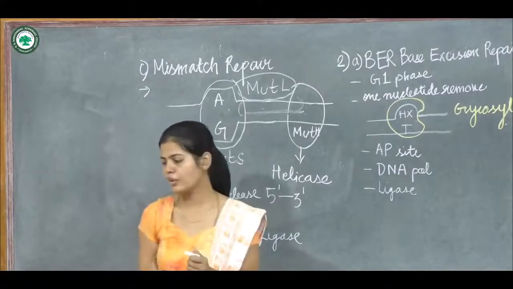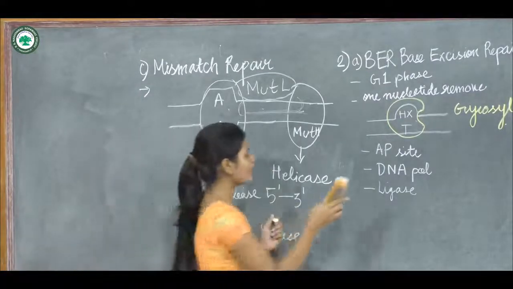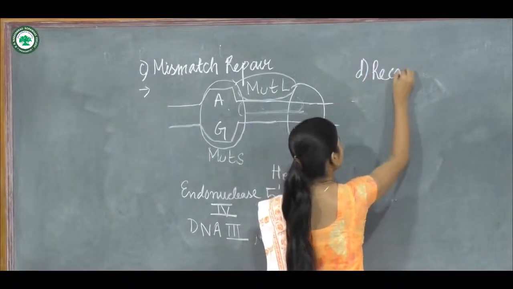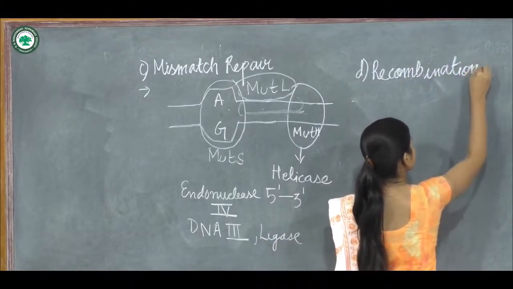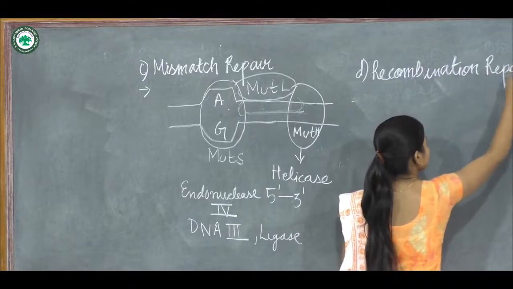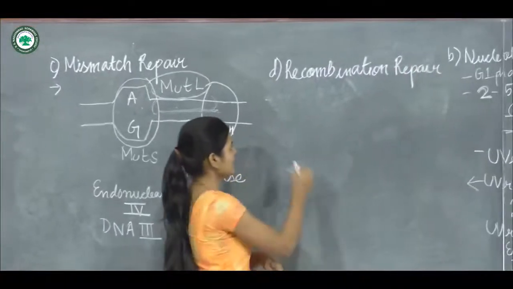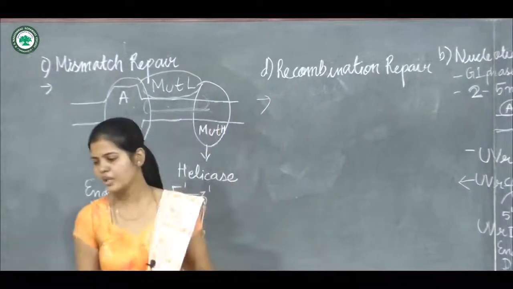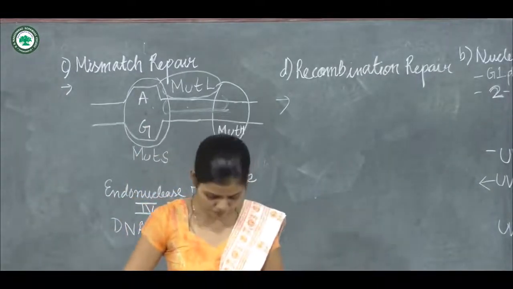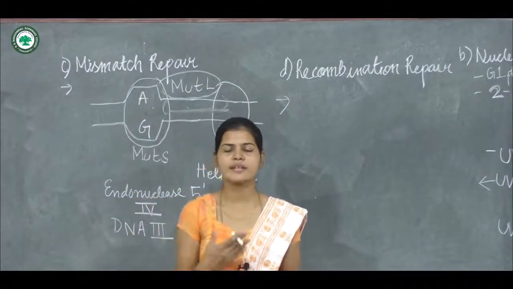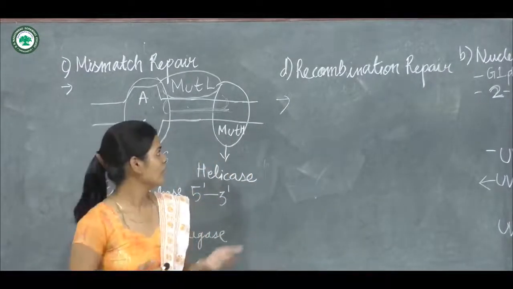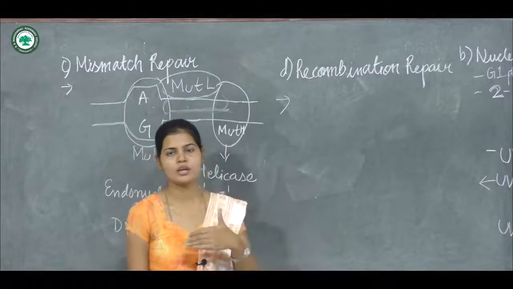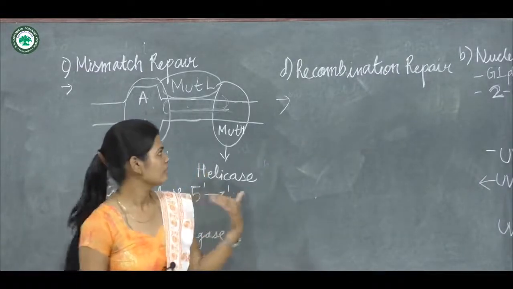Now after this, one more repair mechanism is recombination repair. This recombination repair mostly occurs when there is extensive DNA damage occurring in the living organism. So during this, what will happen? A long strand of the DNA.